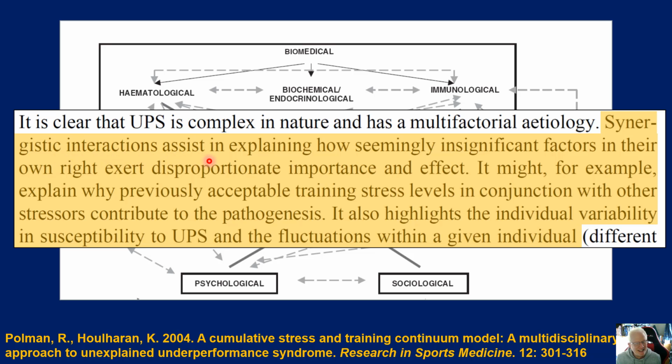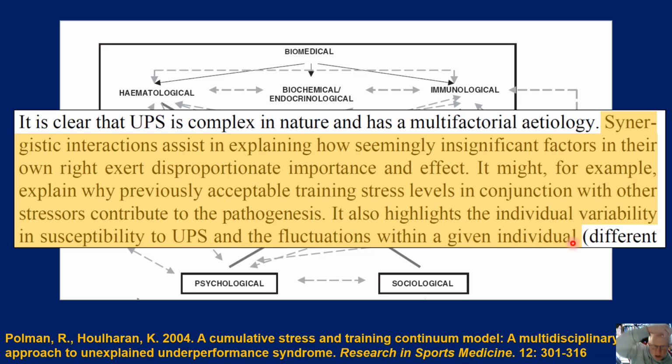Synergistic interactions assist in explaining how seemingly insignificant factors in their own right exert disproportionate importance and effect. It might, for example, explain why previously acceptable training stress levels in conjunction with other stressors combine to the pathogenesis. It also highlights the individual variability in susceptibility to UPS and the fluctuations within the given individual.